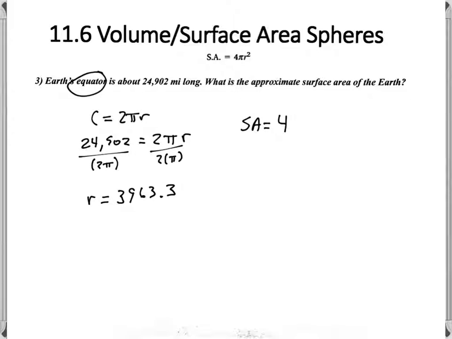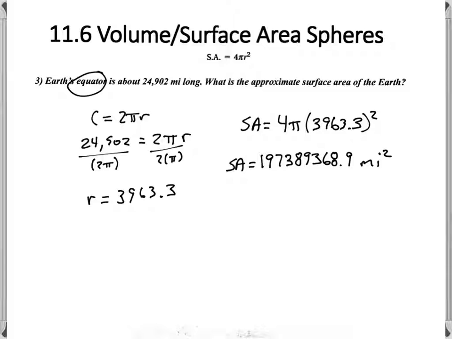Now that we know our radius, we can plug this into our surface area formula. Surface area equals 4 times pi times 3,963.3 squared. Use your calculator, plug it in, and see what you come up with. So our surface area should be, when multiplied all the way out, a very large number. So it's right around 197,389,368.9 miles squared.